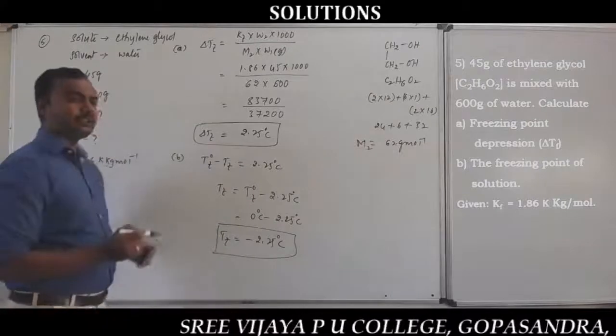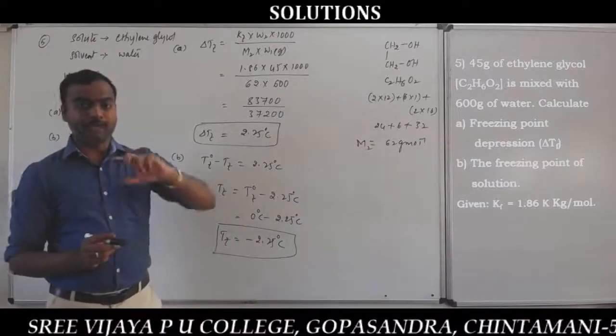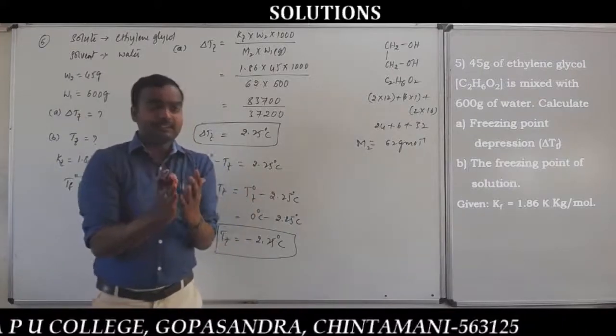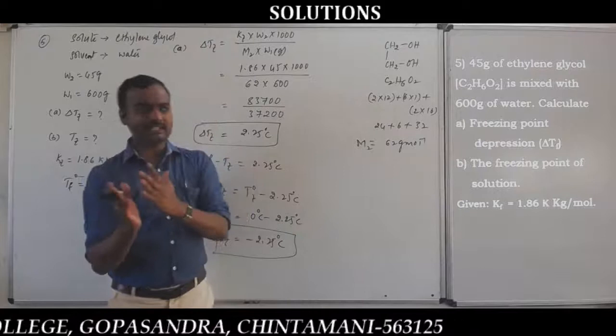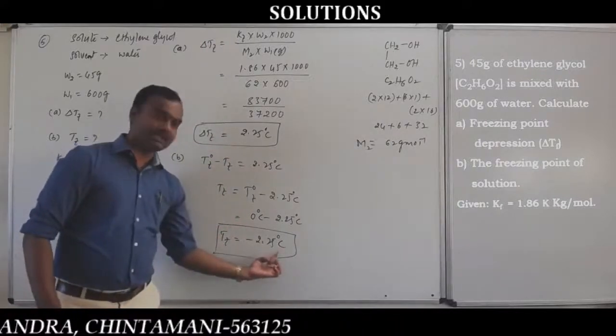In Celsius, of course, 0 degrees Celsius is the freezing point of pure water. When we add solute into the water, what happens to the freezing point? It decreases, meaning it should be less than 0, which is negative. So that is the freezing point of the solution: minus 2.25 degrees Celsius.